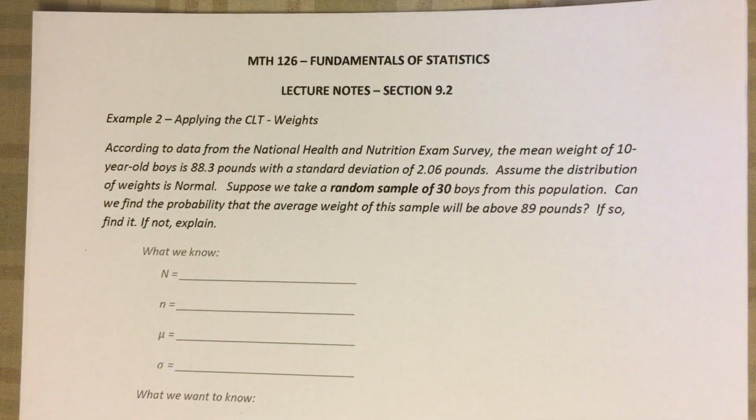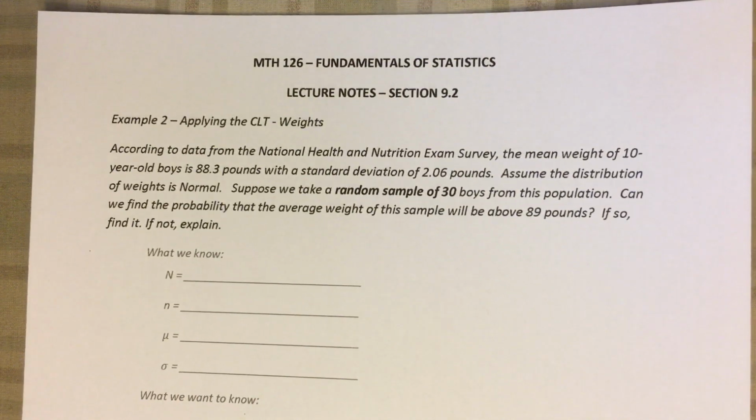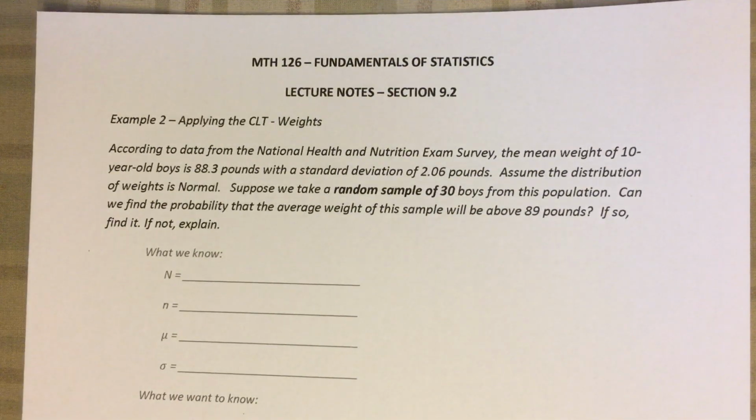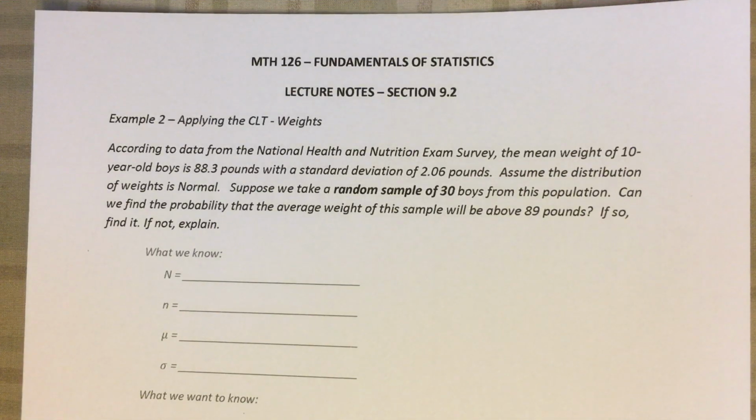All right, so let's work through an example. According to data from the National Health and Nutrition Exam Survey, the mean weight of 10-year-old boys is 88.3 pounds with a standard deviation of 2.06 pounds. Assume the distribution of weights is normal. Right? So here we are told that it is normal. Suppose we take a random sample of 30 from the population. Can we find the probability that the average weight of the sample will be above 89 pounds? If so, find it. If not, explain.